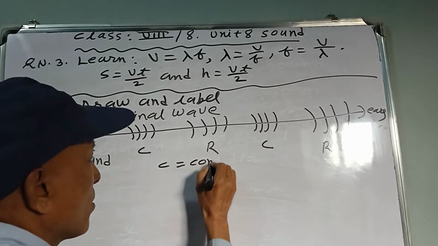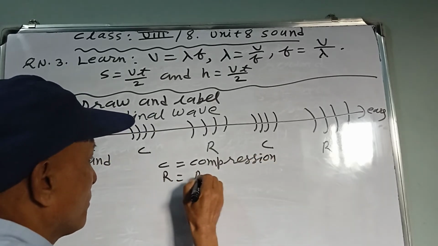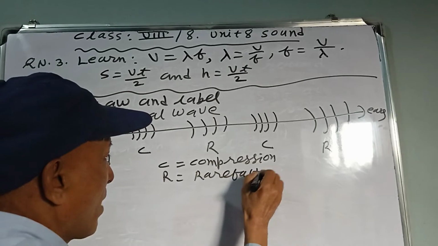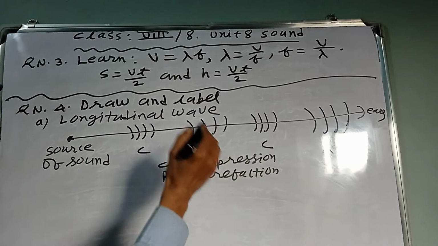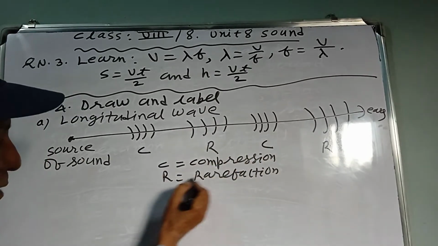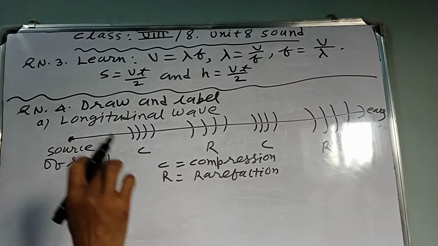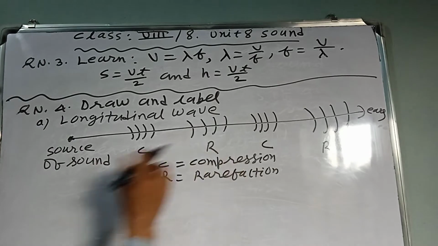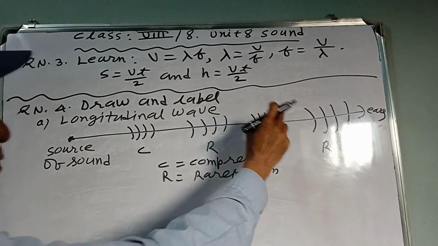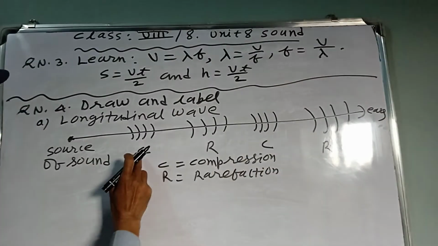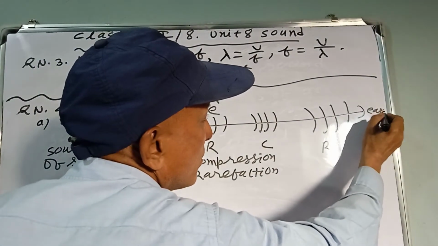C for compression and R for rarefaction. Compression is the region of high density but low speed. R, rarefaction. Rarefaction is the region of low density but relatively high speed. So compression, rarefaction. Sound travels longitudinally in all directions in the forms of compressions and rarefactions. So sound can be heard at last.